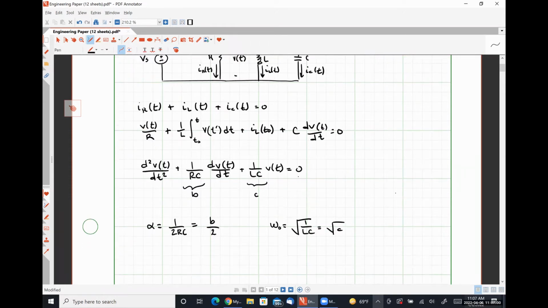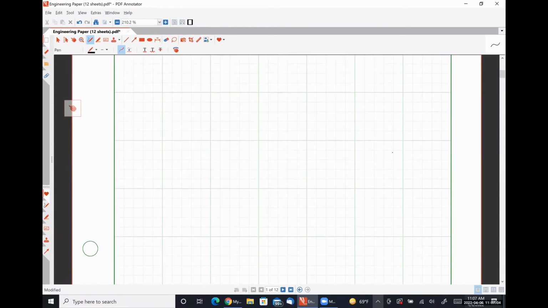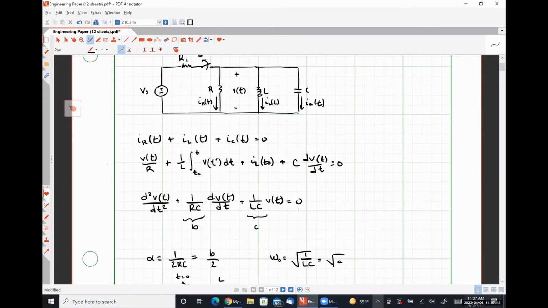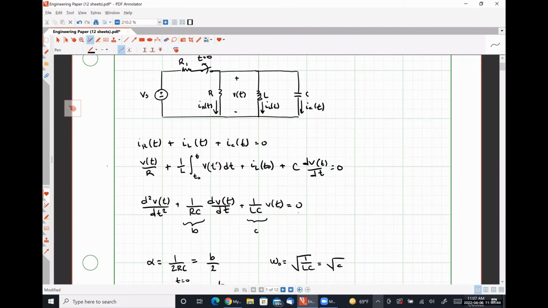So now let's look at a series RLC circuit. Here's R. Here's L. Is there a question? To get from this to this, yes, I just took the derivative of both sides with respect to time.